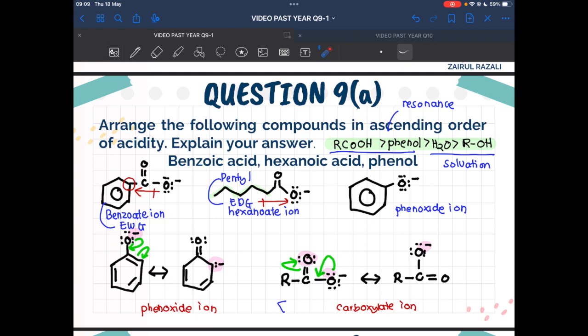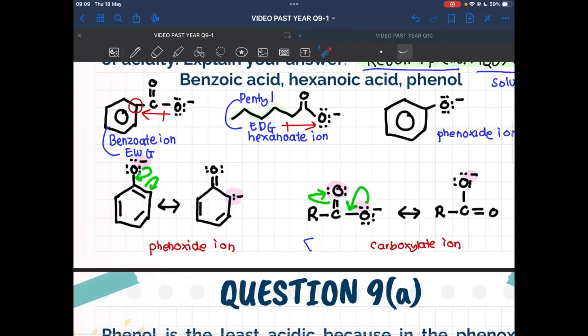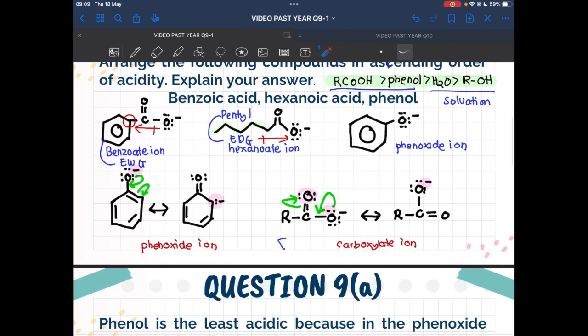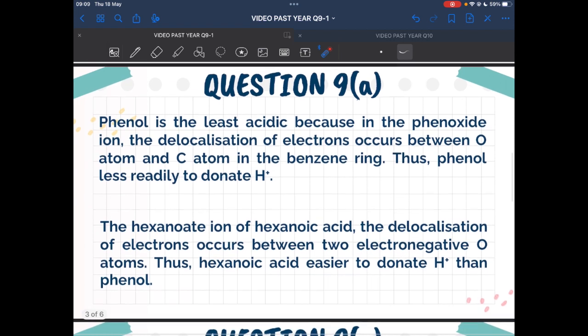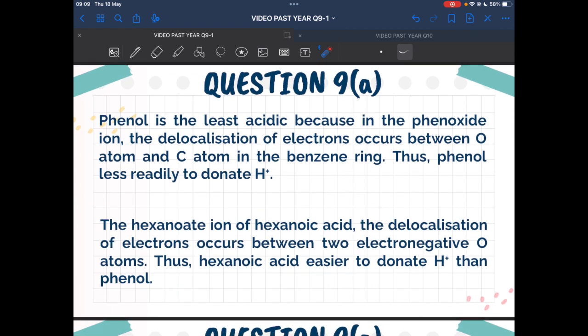So itulah yang menyebabkan kenapa benzoic acid itu lagi acidic daripada hexanoic acid. So macam yang saya cakap tadi, kalau awak nak jawab soalan macam ni, awak kena terangkan faktor dia one by one lah. So kita start dengan the least acidic, which is phenol.